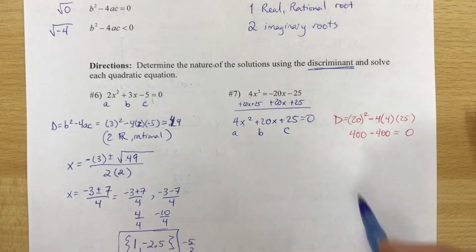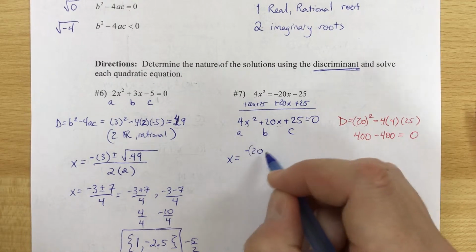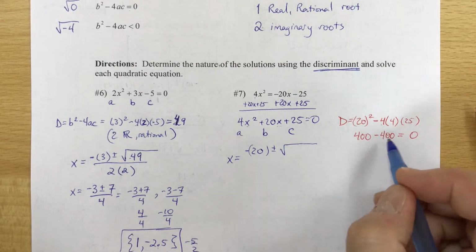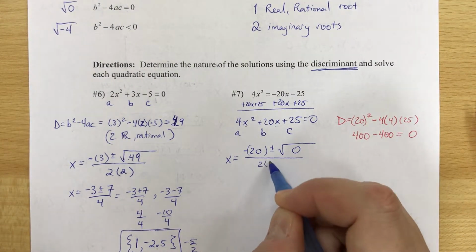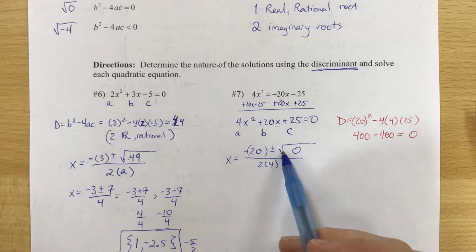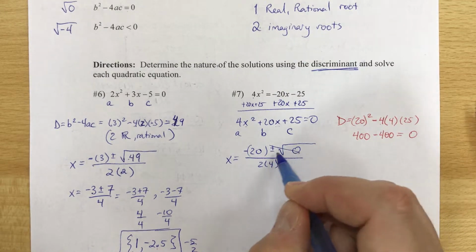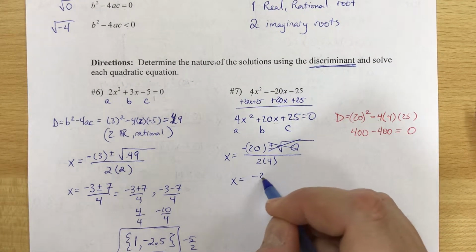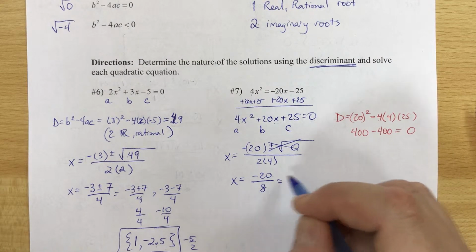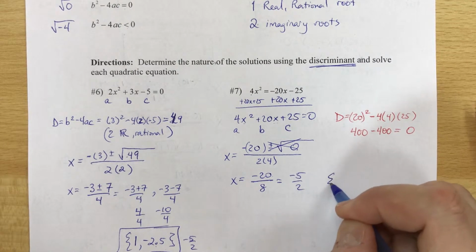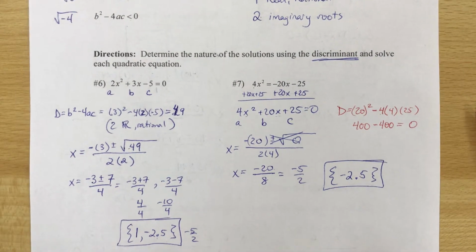Well, let's set up the equation now, the quadratic formula. x equals opposite b plus or minus the square root of b squared minus 4ac, which is 0, all over 2a. Now, the square root of 0 is 0. If you add 0 or subtract 0, nothing changes, so you can ignore that. We get x equals negative 20 divided by 8, which reduces, we can divide by 4, to negative 5 over 2, or negative 2.5. And that's a good answer.